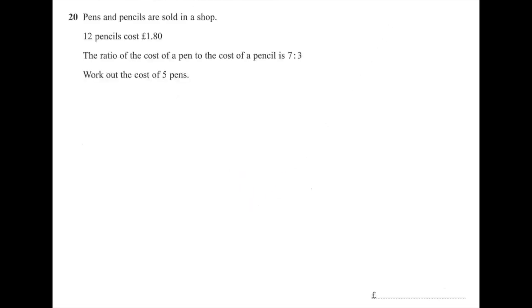Question 20. Pens and pencils are sold in a shop. 12 pencils cost £1.80. The ratio of the cost of a pen to the cost of a pencil is 7 to 3. Work out the cost of 5 pens.